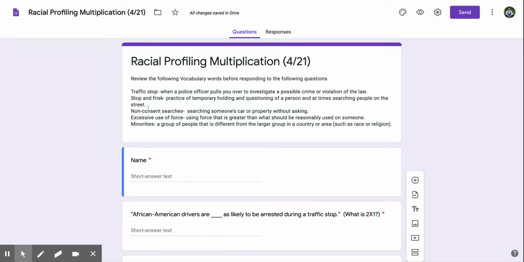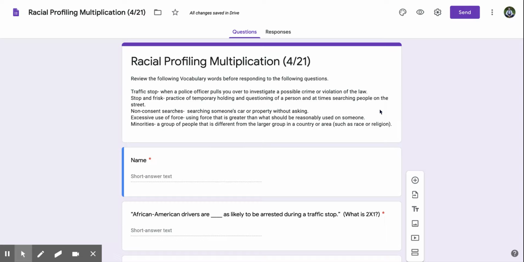Next, we have non-consent searches, and that's searching someone's car or property without being asked. We all are familiar with that term, non-consent, but in this context, it's still pretty applicable. It's just going through someone's property without having permission to do so. Next, we have excessive use of force, and that's using force that is greater than what should be reasonably used on someone. And again, that looks very different depending on the circumstance.